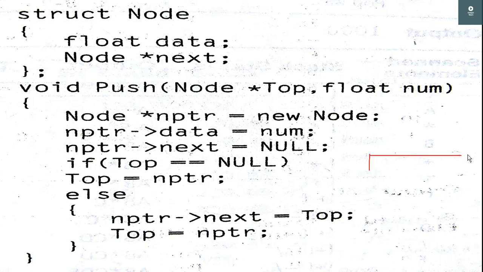Suppose the node is like this. So we have this nptr here pointing to this node. Now the data here is num. So we have to store this data inside this data field. How can we do this?